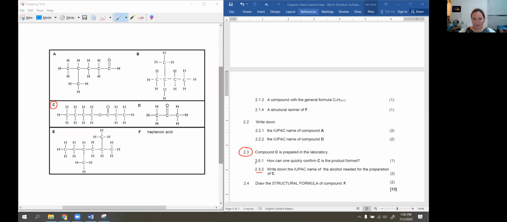And then the second question is to write down the IUPAC name of the alcohol needed for the preparation of compound C. So can I ask everybody, that should not take you very long, quickly give those two a go.